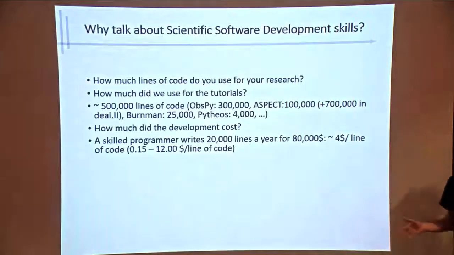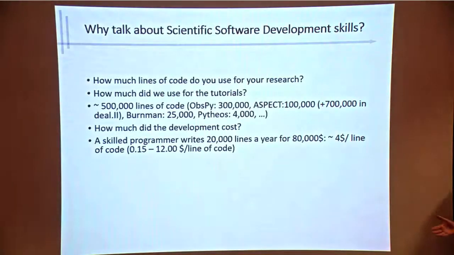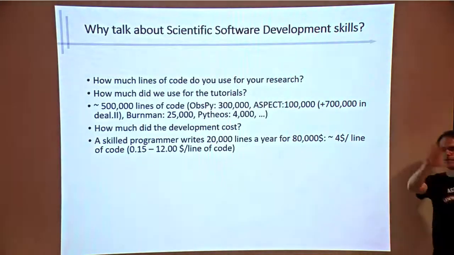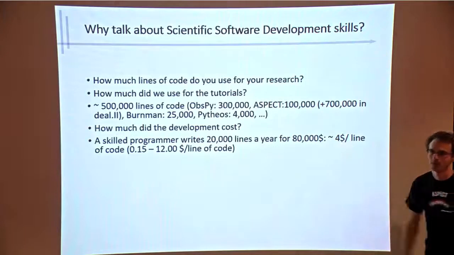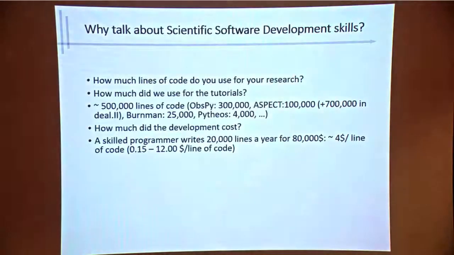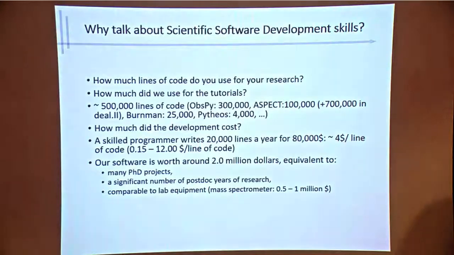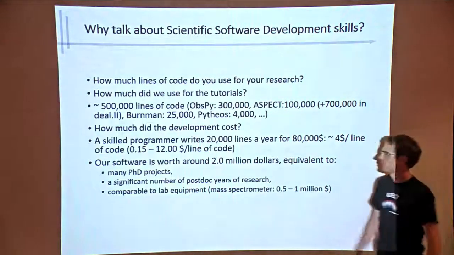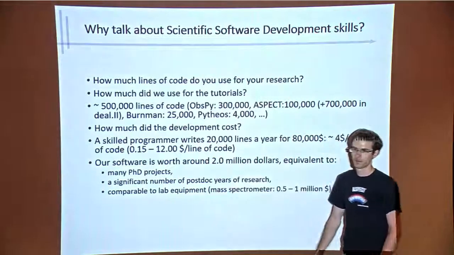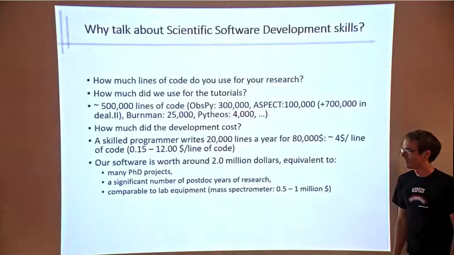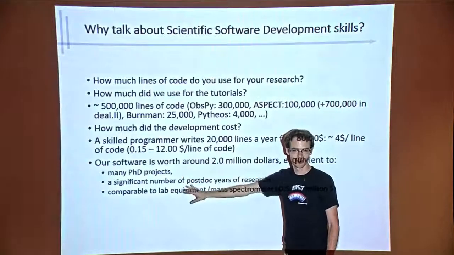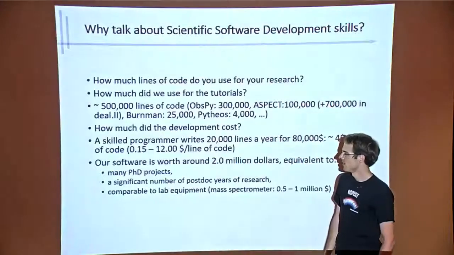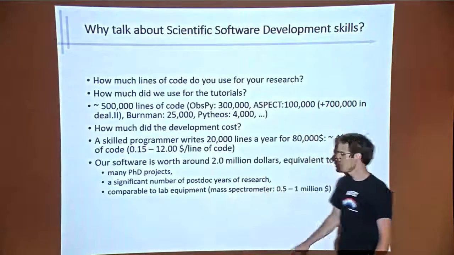But let's assume our research software is relatively complicated, right? It's not that you just want to write a user interface and you quickly write 1,000 lines of code. We need to do a lot of testing and benchmarking. So it's more on the upper end of the cost. That means the software that we used for the tutorial is worth around $2 million, which is comparable to quite a number of PhD projects or postdoc salary years. And also comparable to a lot of the lab equipment that we use.